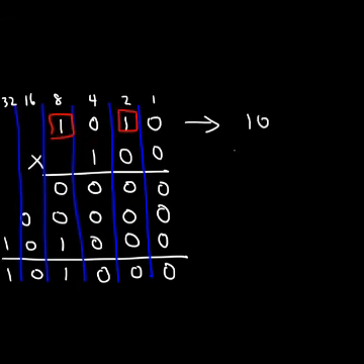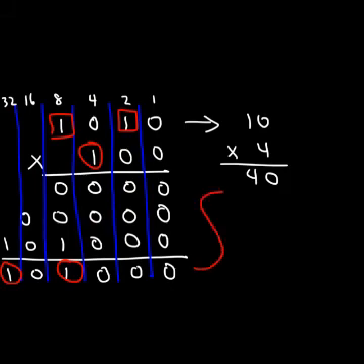And then for the next one, the value for that is 4. 10 times 4 is 40. Now we have a 1 in the column that corresponds to 32, and another one for the column that corresponds to 8. So 32 plus 8 is 40. And so therefore, this is the right answer.